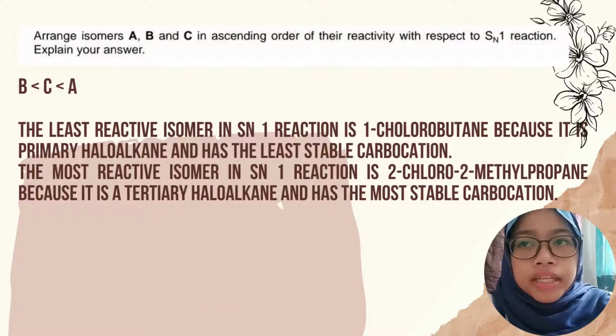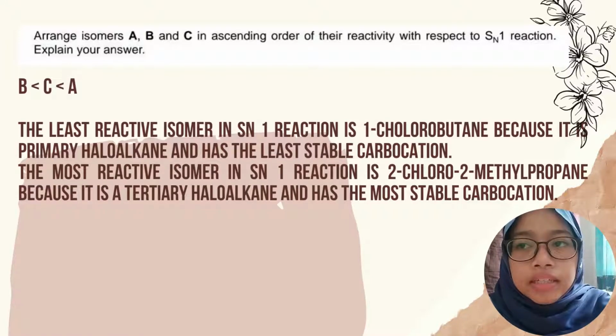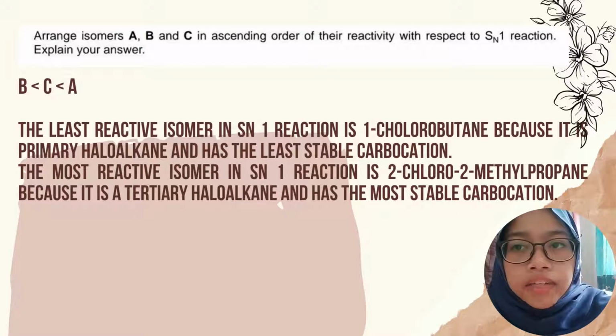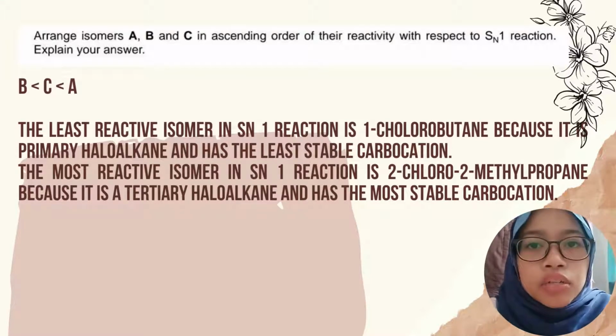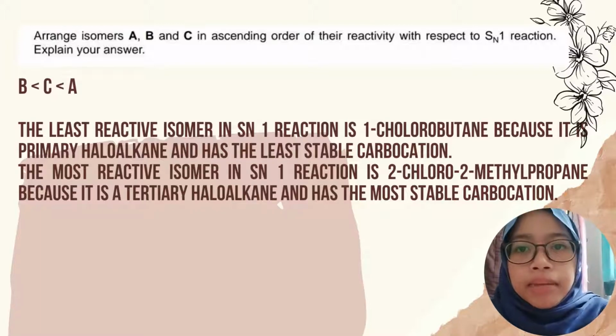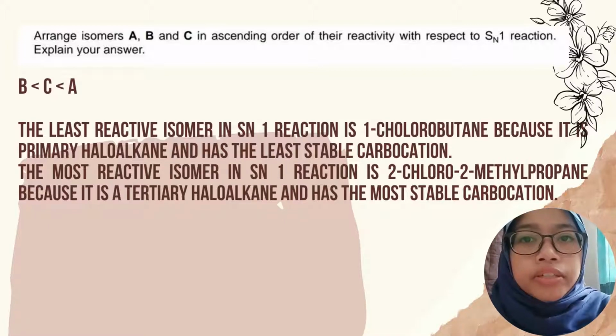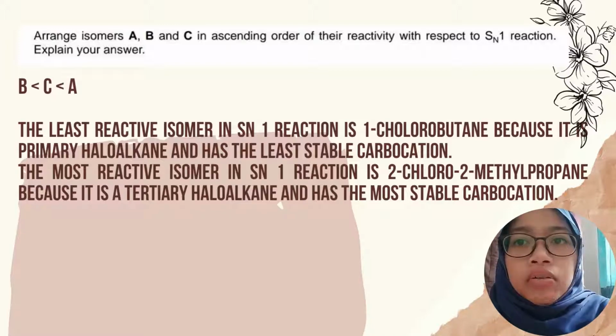Arrange isomers A, B, and C in ascending order of their reactivity with respect to SN1 reaction. Explain your answer. The answer is A is greater than C and C is greater than B. The least reactive isomer in SN1 reaction is 1-chlorobutane because it is primary haloalkane and has the least stable carbocation. The most reactive isomer in SN1 reaction is 2-chloro-2-methylpropane because it is a tertiary haloalkane and has the most stable carbocation.